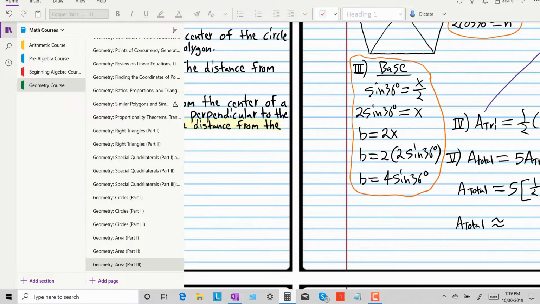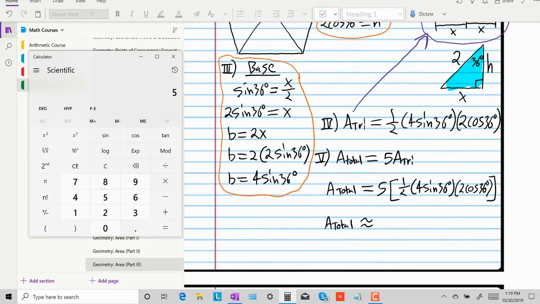I'm going to use the calculator on my computer. I'm just going to go left to right. 5 times 0.5. Now why is it 0.5? Because 1/2 is the same thing as 0.5, and it's easier to enter into your calculator. Then push equals. Then times 4 equals. Then times 36 and the sine button equals. Then times 2 equals. Then times 36 and the cosine button equals. So we get 9.51.